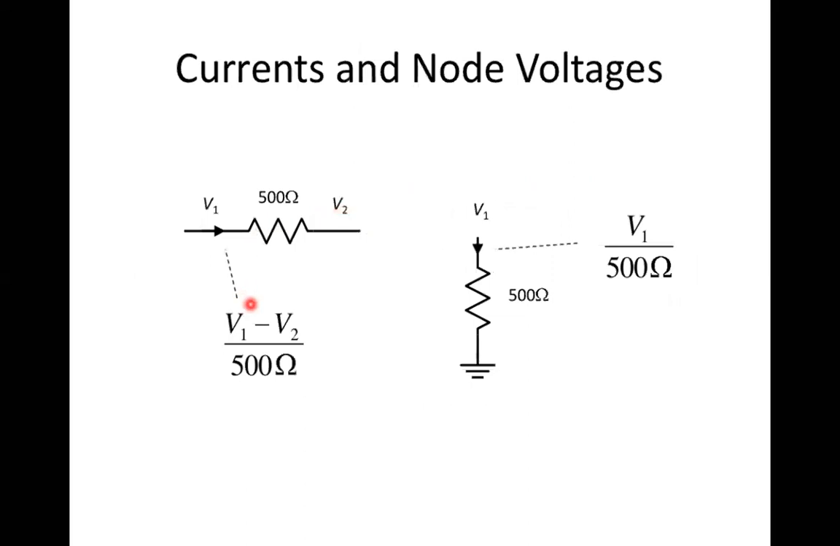So now you can see the same expression here. This is V1 minus V2 by 500, and this was a horizontal branch for the mesh one, and this is a vertical branch. So this will be here. There was a node with a V1 assigned value. So V1 divided by 500.